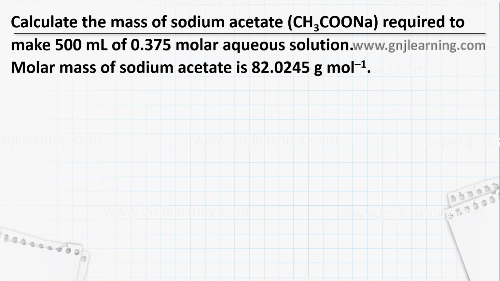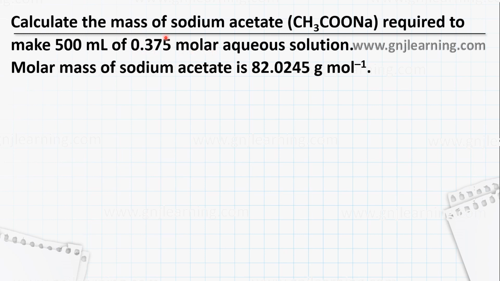Next problem. Calculate the mass of sodium acetate required to make 500 ml of 0.375 molar aqueous solution, and the molar mass of sodium acetate is given. So what you have to do is calculate the mass of solute that is required to prepare a solution. How much is the volume? 500 ml. And how much molarity is required? 0.375 molar. That's the molarity that is required.